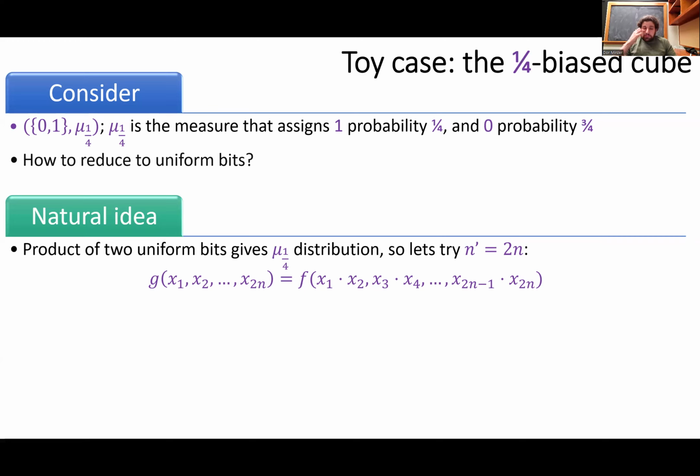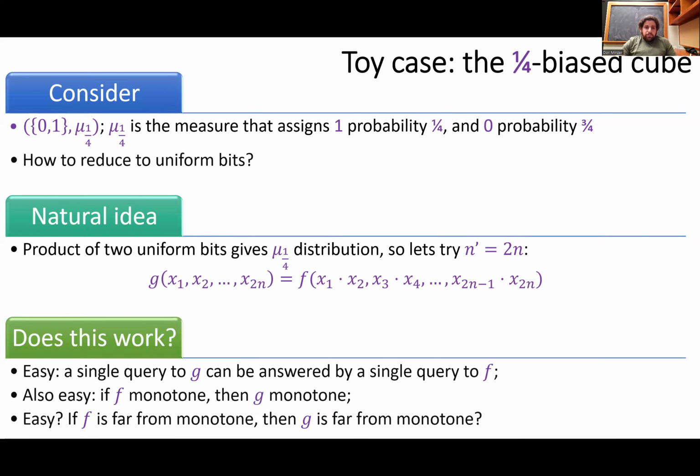So this is going to be our construction of g that attempts to simulate a quarter by uniform bits. And indeed, you can show that if you want to answer queries to g, you can simulate it via queries to f. This is clear just by definition. And secondly, it's also clear that if f is monotone, then g is monotone also.